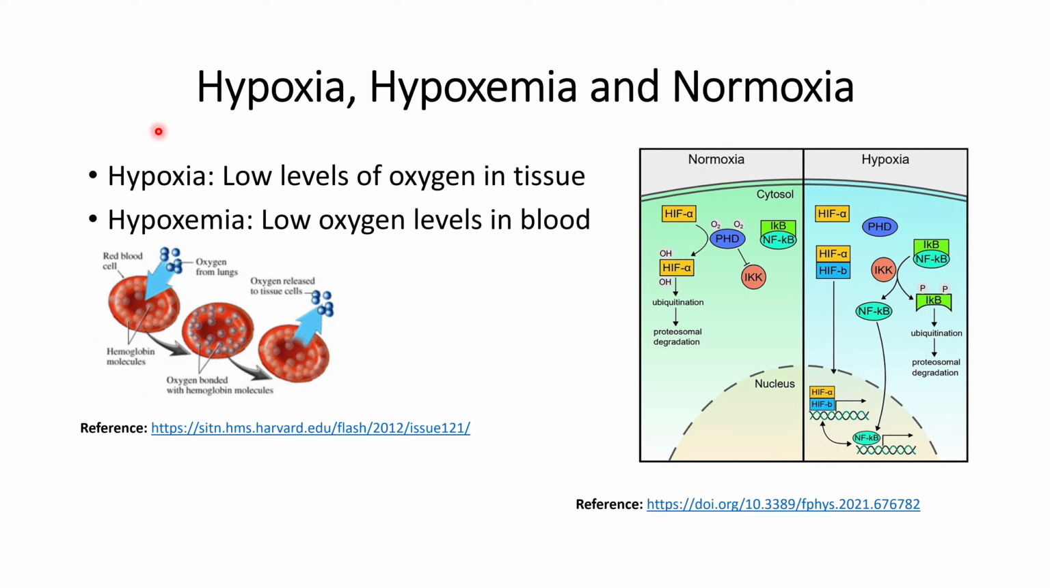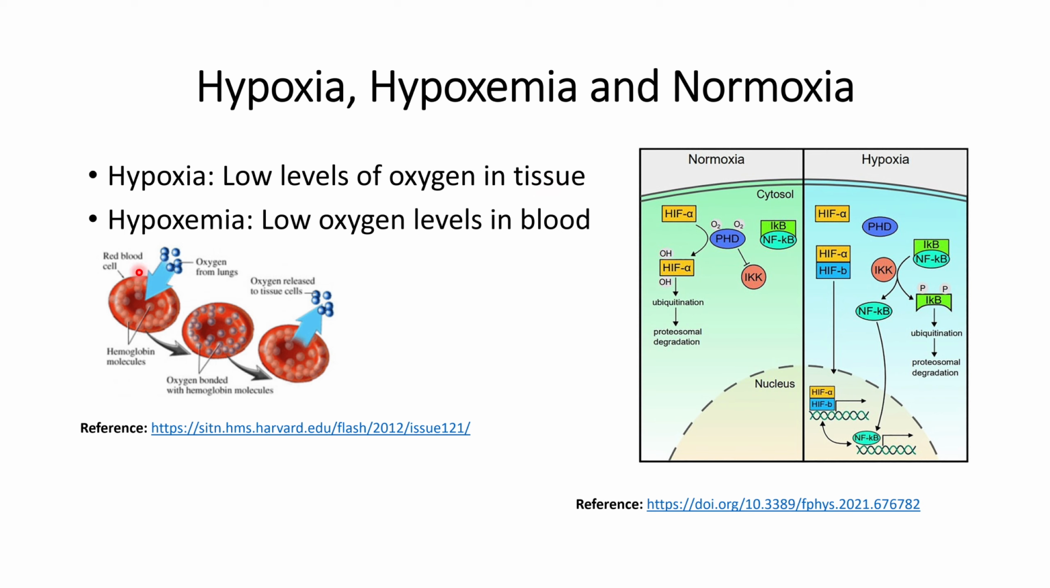In this video, we will discuss hypoxia, hypoxemia, and normoxia. All these conditions are related to oxygen levels in the body. So we will start with normoxia. Normoxia is basically the normal condition, or the normal oxygen levels in the blood.